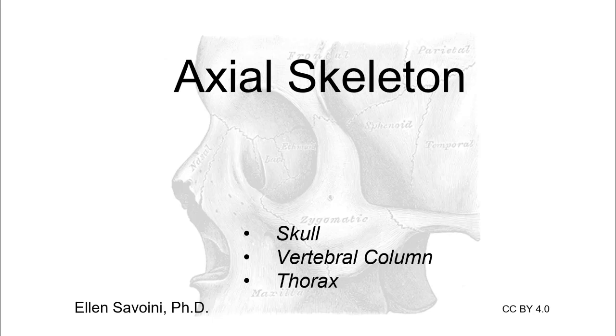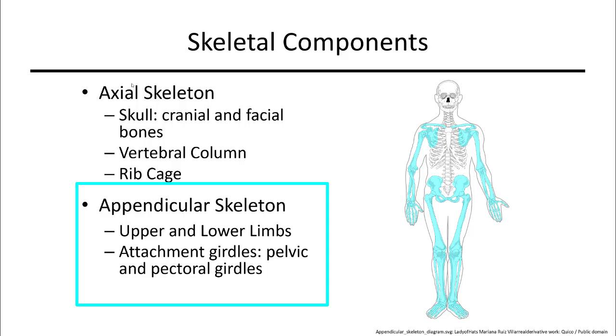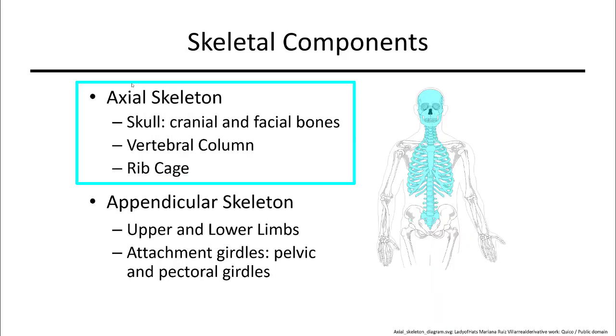Okay, we'll talk about the axial skeleton. The axial skeleton includes the skull, vertebral column, and rib cage, while the appendicular skeleton includes our upper and lower limbs as well as their attachments, the pectoral and pelvic girdles. The focus at this point is the axial skeleton.